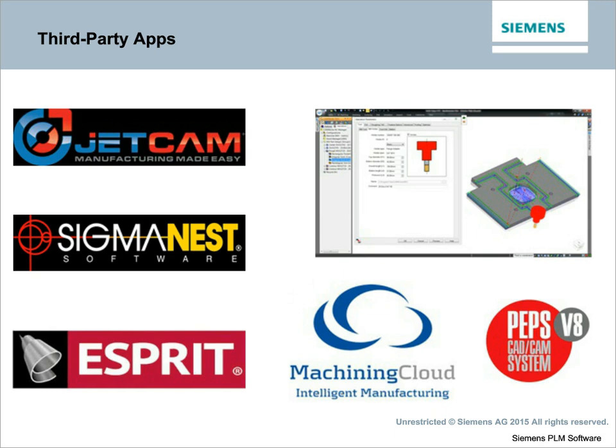Solid Edge partners with many companies to create specialized apps that extend the capability of Solid Edge in areas like machining, sheet metal manufacturing, nesting, cutting, injection mold design, and 3D printing. Respected names like Sigma Nest, JetCam, Esprit, Machining Cloud, and PEPS are just a few of these third-party partners that work with Solid Edge.